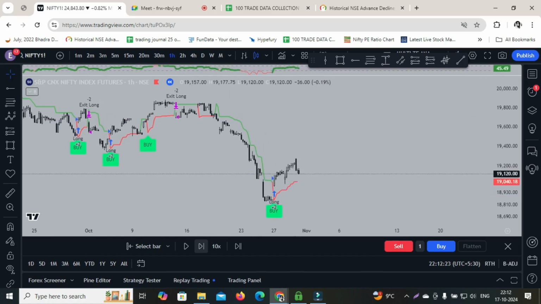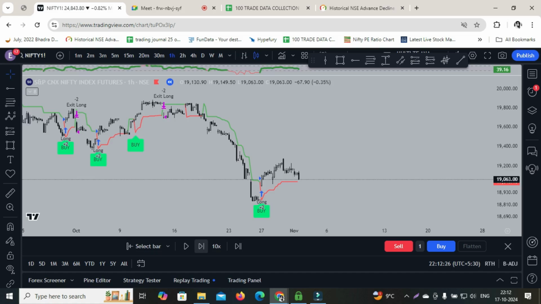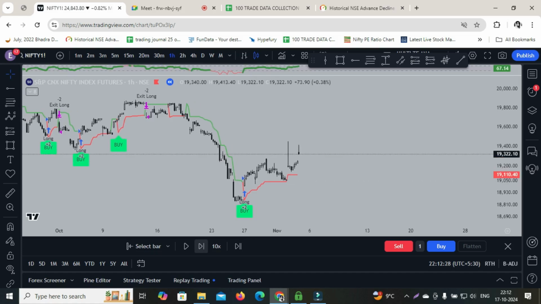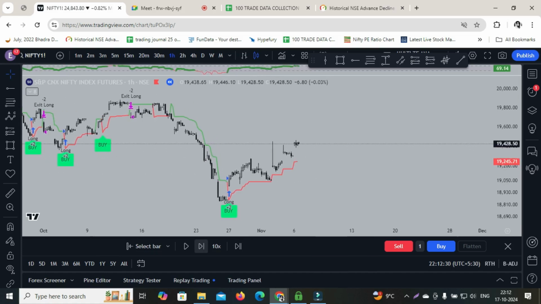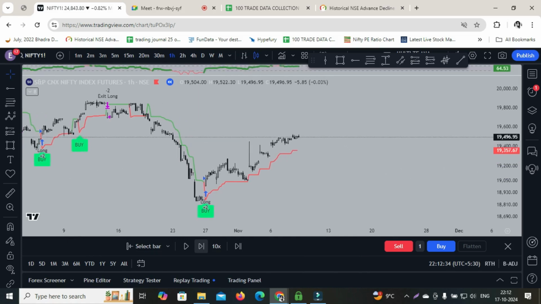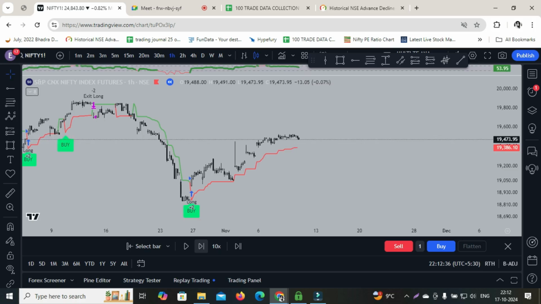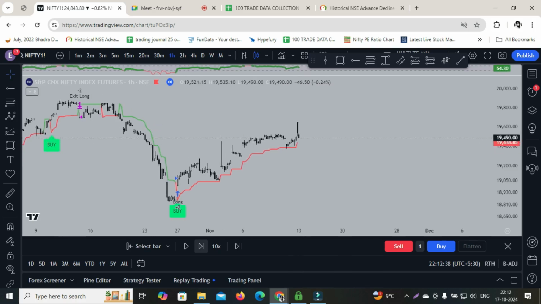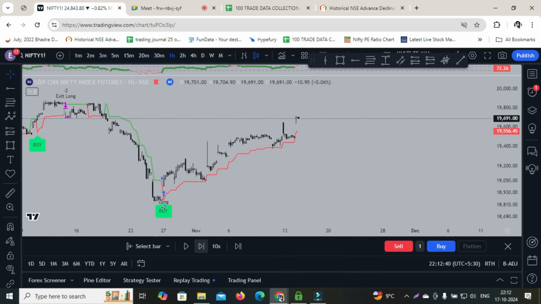So here it would have got long, then we would have simply trailed it till the time the next signal comes, and it would have kept moving. So we are not doing anything, we are just waiting for signals. This strategy will generate the signals for us.